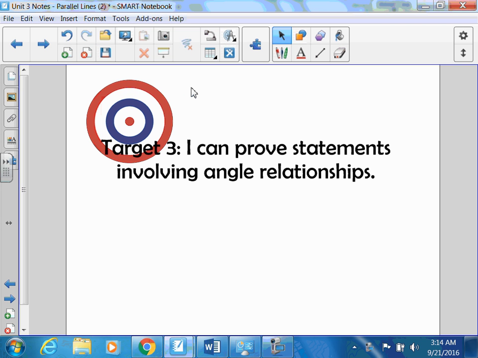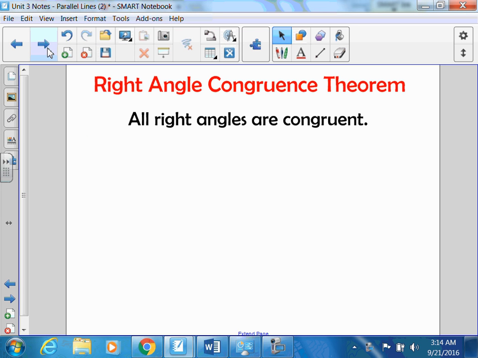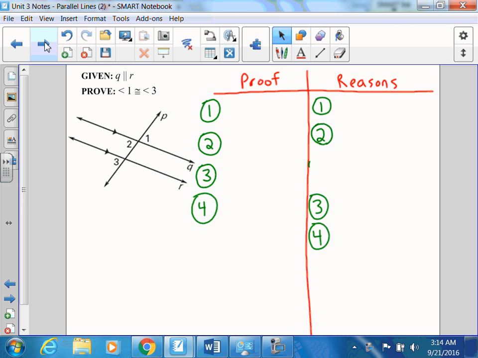Okay, so right now I'm going to talk to you about proving statements involving angle relationships. Here's one theorem that we haven't discussed, but hopefully it makes sense. All right angles are congruent. That's the right angle congruence theorem. Okay, they're all going to be 90 degrees. We may use this at some point this year.